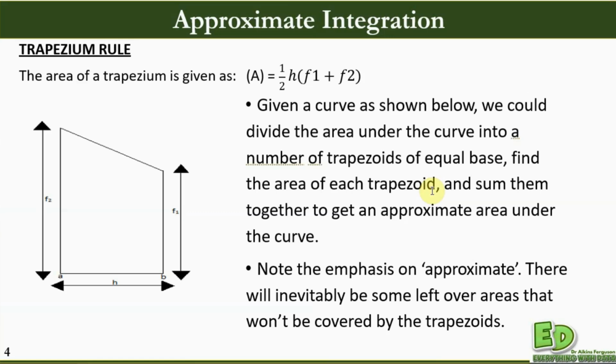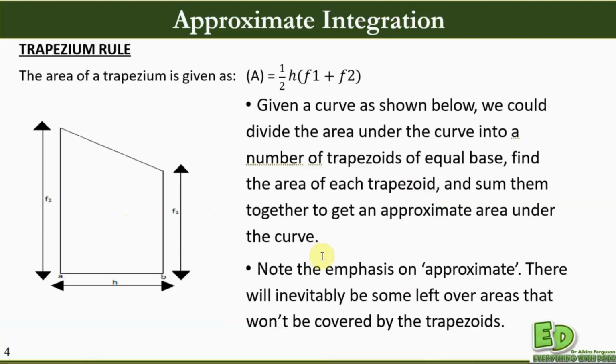We are unable to estimate the area under the curve directly, so we just divide the curve into equal sized trapezoids, that is, trapeziums of the same sizes, so that we can find the area of each trapezoid. We add them together, and then we get the approximate value of the area under the curve. So this is the trapezium that we have here, and we know the area of a trapezium.